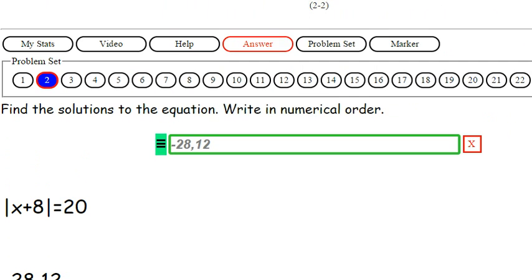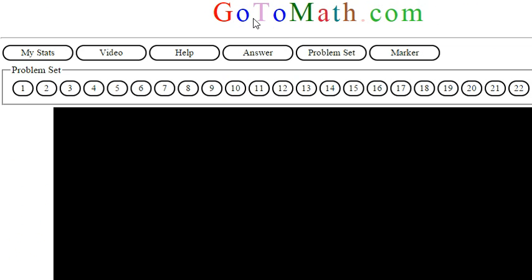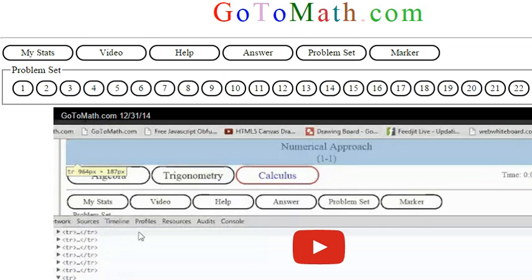Where are we at? Okay, we're finished with that. Moving on to the next problem. So we're over here at go to math.com, working some absolute value equations.